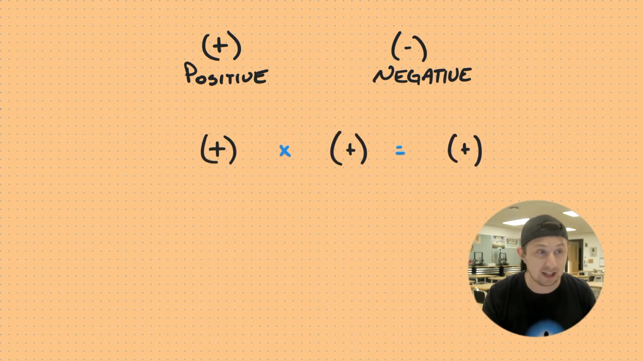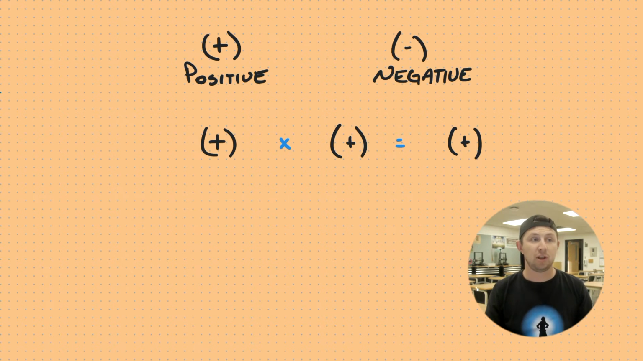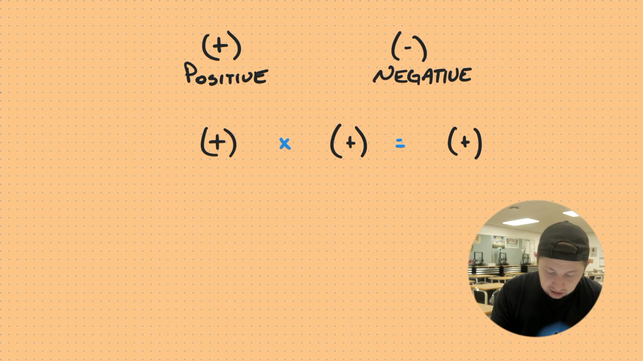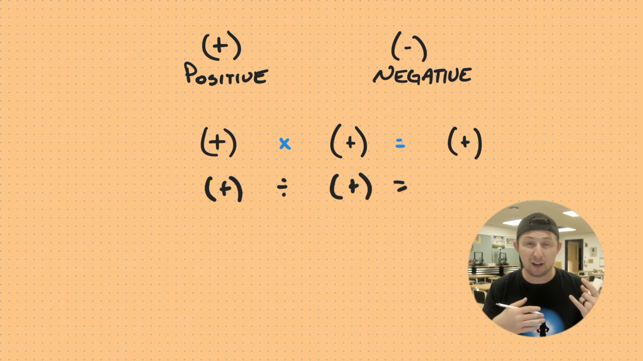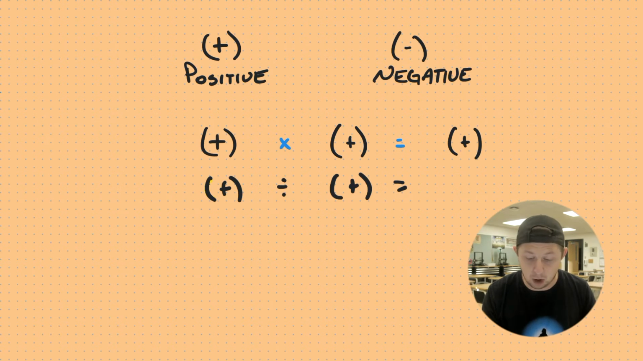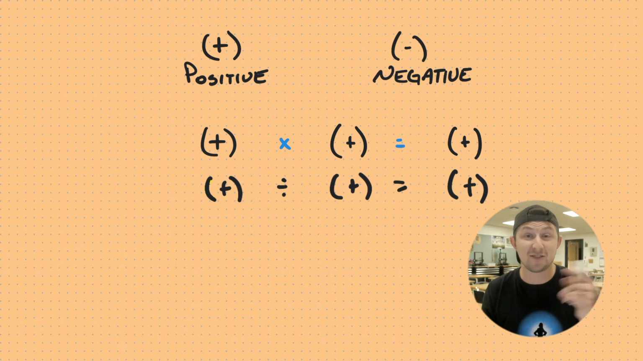multiply a positive and a positive number, you get a positive number. Same thing if you take a positive number and you divide it by a positive number, what number do you get? Just answer the question here. Do you get a positive number or a negative number? Well, a positive divided by a positive gives us a positive number. So a positive times a positive gives us a positive, divided by a positive gives us a positive, all right?